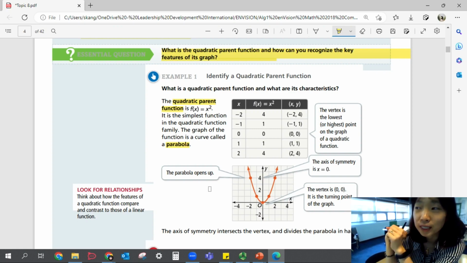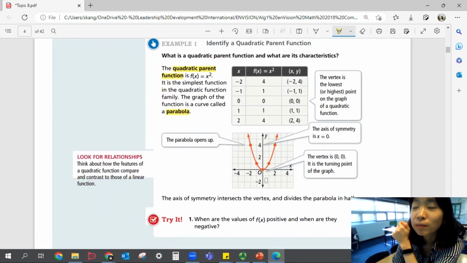The middle point, where it all starts, where the curve is at the maximum or the minimum, at the peak, right? Or the lowest point. So that is the turning point of the graph. Okay, so these are some characteristics. The axis of symmetry intersects the vertex and divides the parabola in half. Okay, so these are the major features that we can see in x squared function, which is a quadratic parent function. So let's look at try number 1.